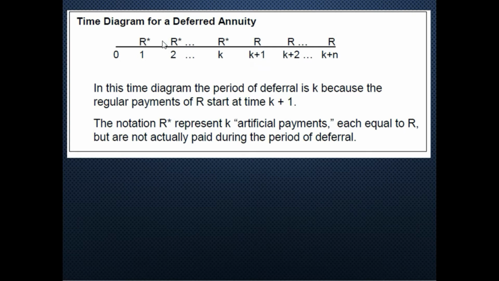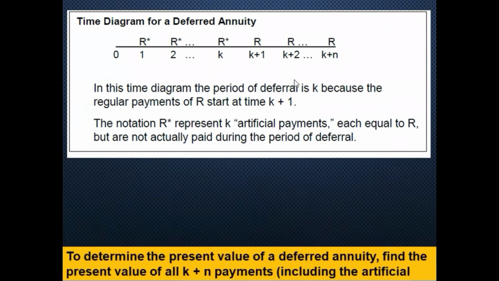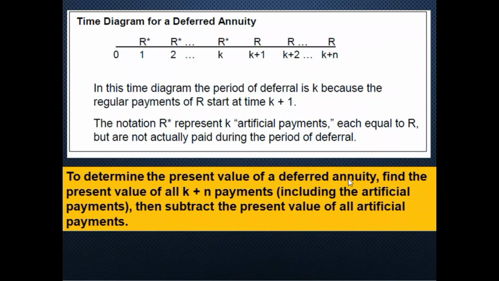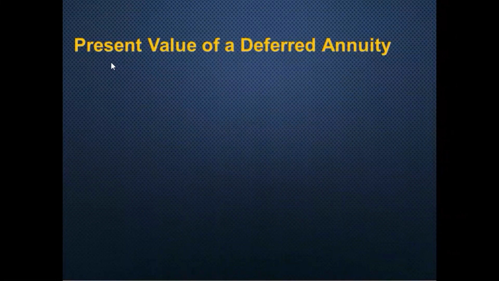The notation R asterisk represents K artificial payments, each equal to R, but not actually paid during the period of deferral. So to determine the present value of a deferred annuity, we need to find the present value of all K plus N payments, including the artificial payments. Then subtract the present value of all artificial payments. We now have the formula for the present value of a deferred annuity.